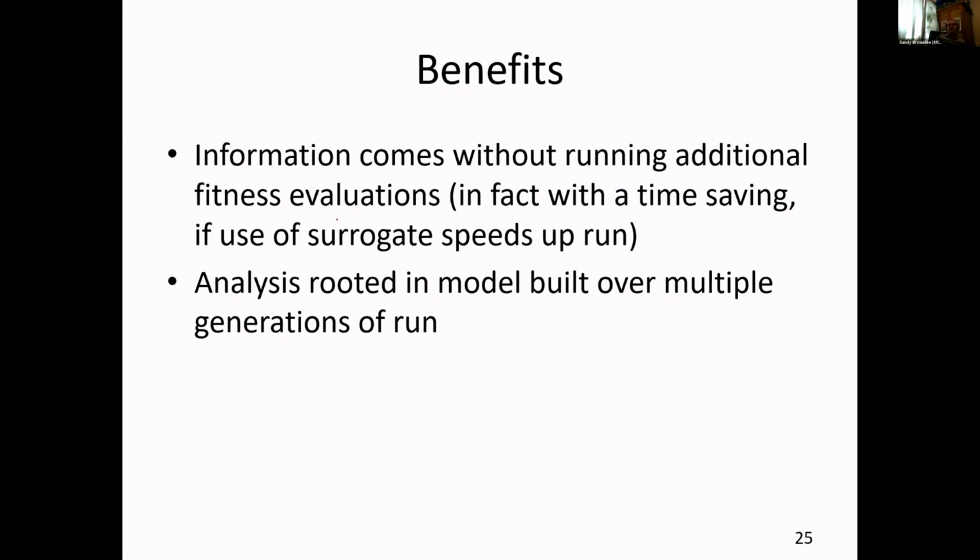The nice thing about this is that what we've got coming out is information from the optimization run without running any extra fitness evaluations. In fact, there was a time saving because we're using a surrogate to speed things up. And we've rooted this analysis in multiple generations of the run, so it's been biased towards what the algorithm has seen of the problem.